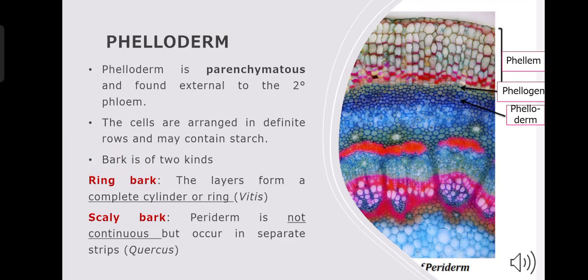Then comes the bark. Bark is of two kinds, the ring bark and the scaly bark. In the ring bark, the layers form a complete cylinder or ring, example Vitis, whereas in scaly bark, the periderm is not continuous but occurs in separate strips, example Quercus.